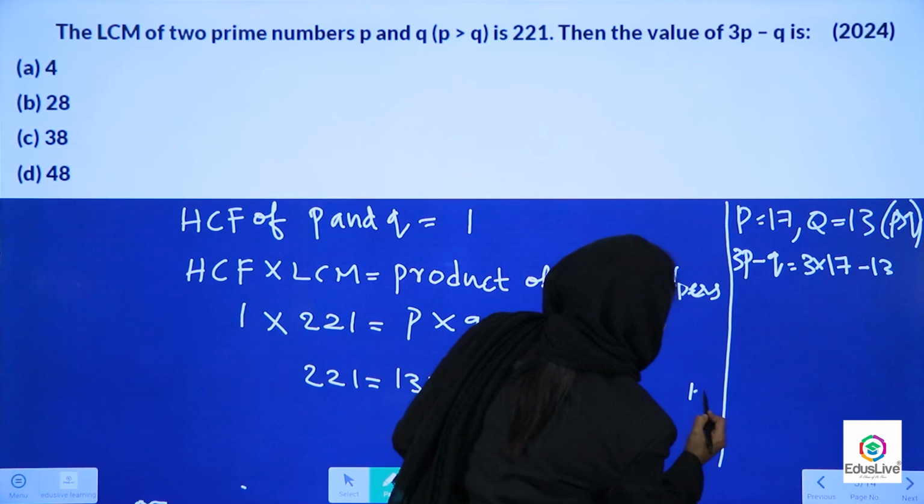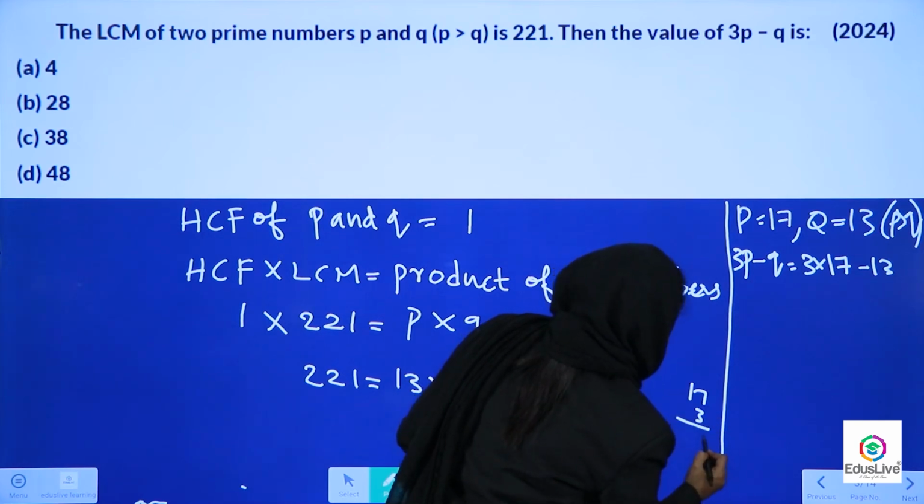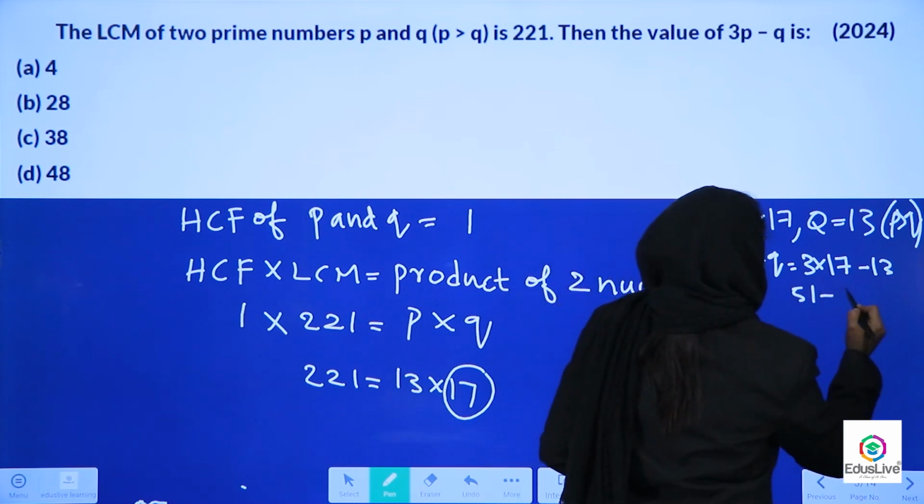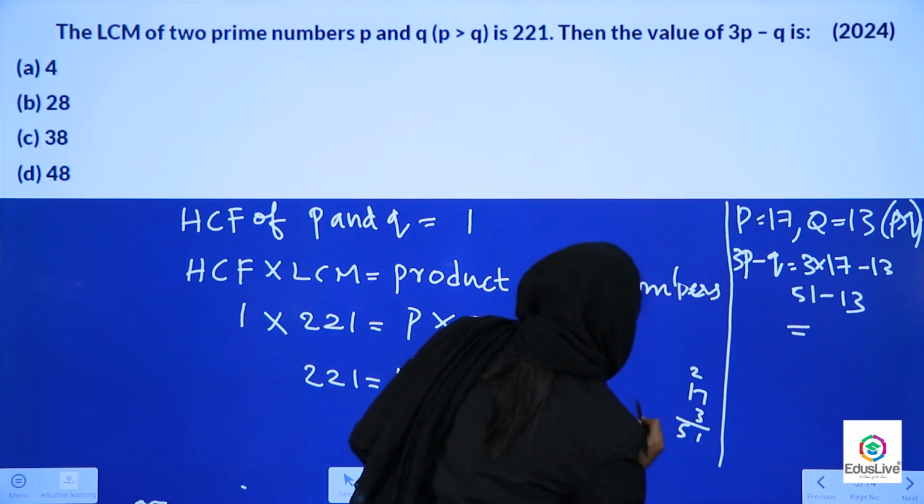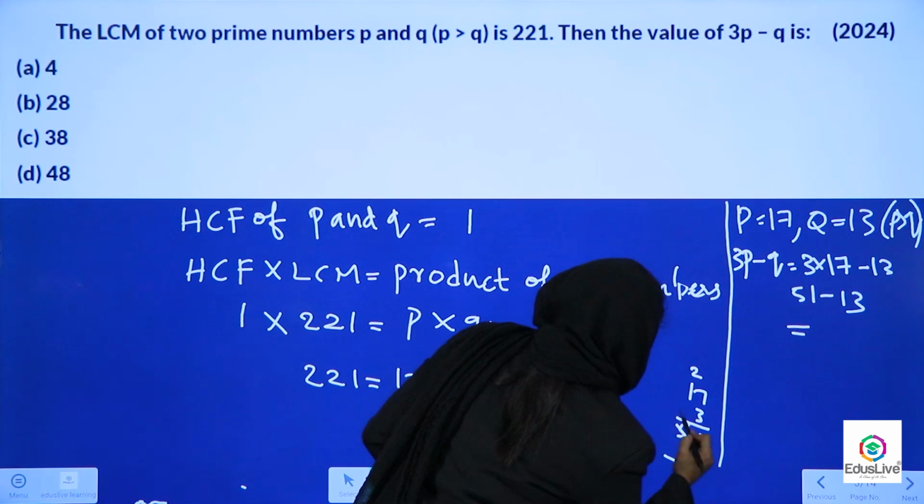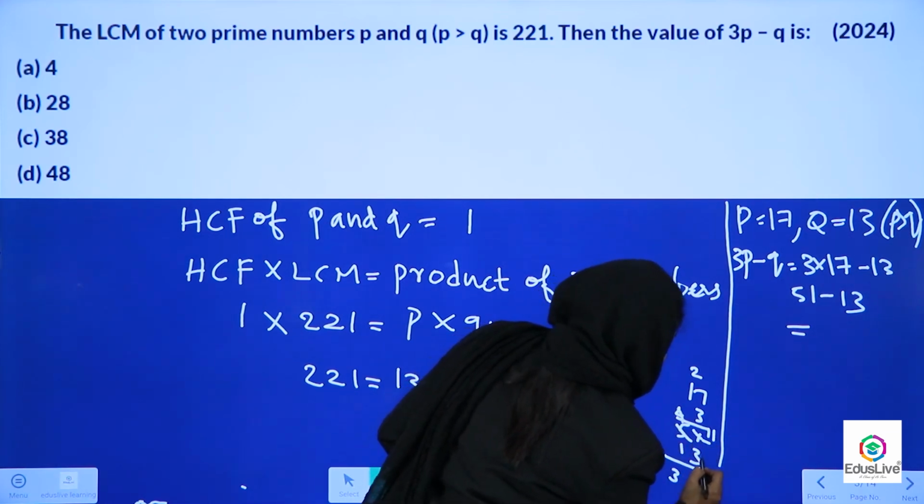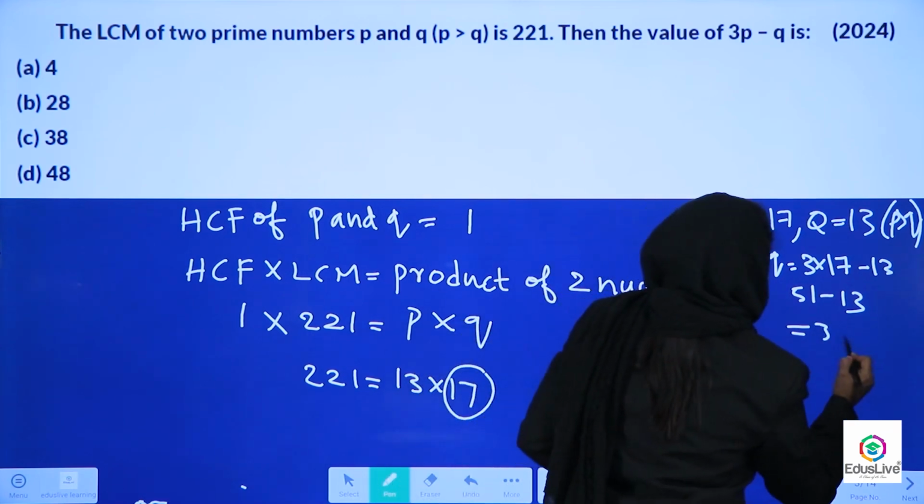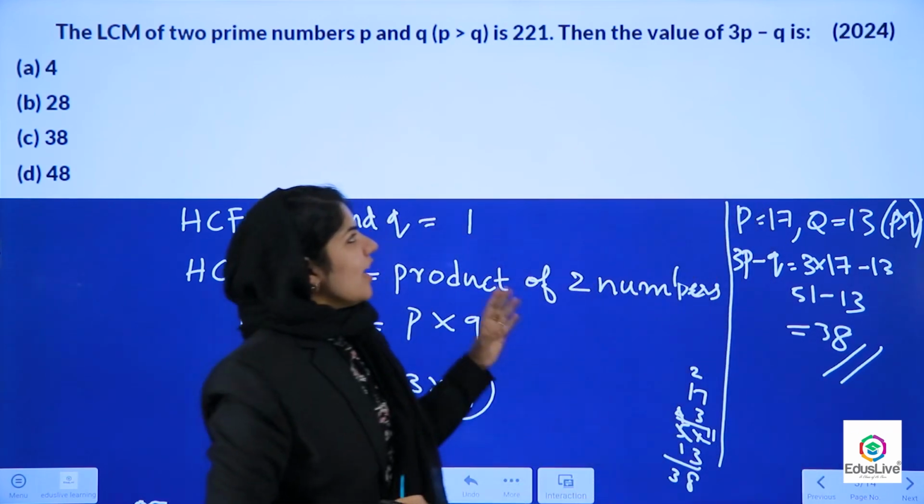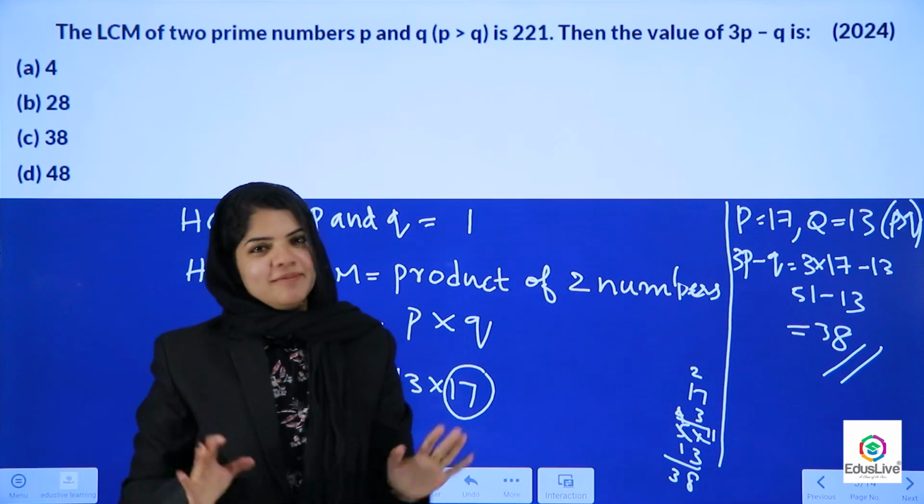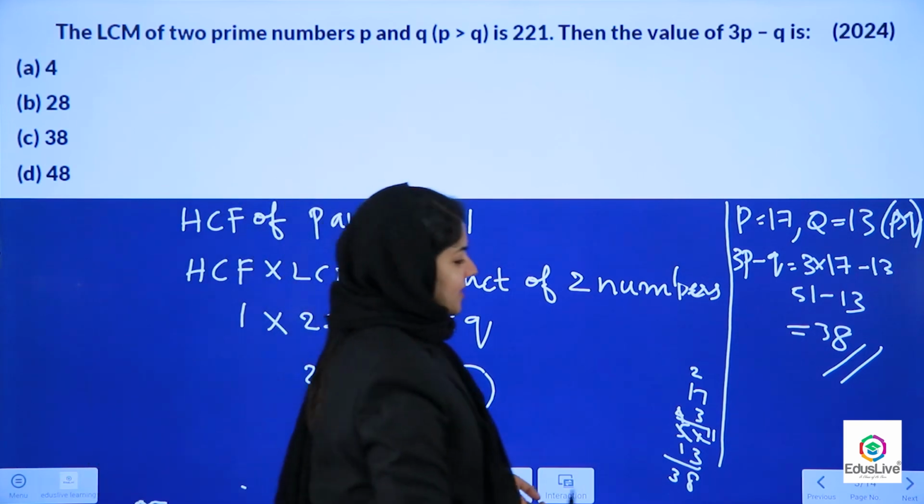Now what is 17 times 3? 51 minus 13, which is 38. So the value of 3P minus Q is 38. I hope it's clear.